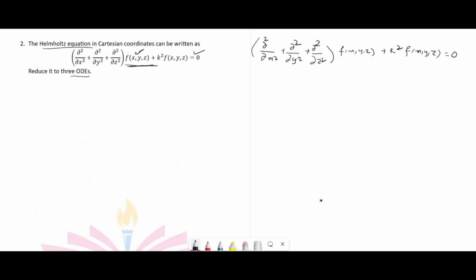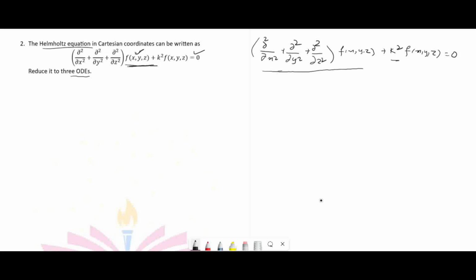If you look into the equation, it has two terms: one term with a second order partial derivative, and the second term contains a constant k square. So what we have to do first of all is simplify this equation. First we will write it in the simplest form and take that as equation number 1.